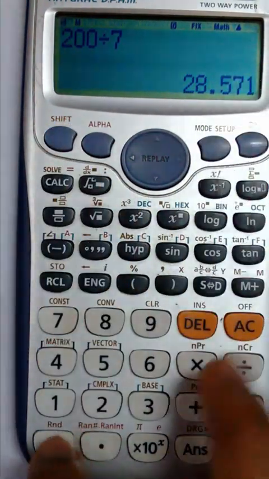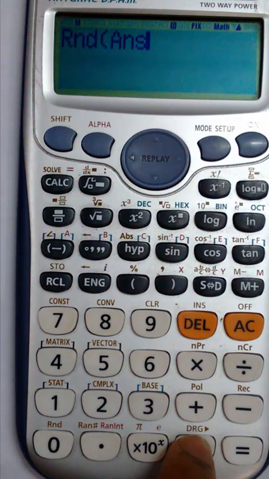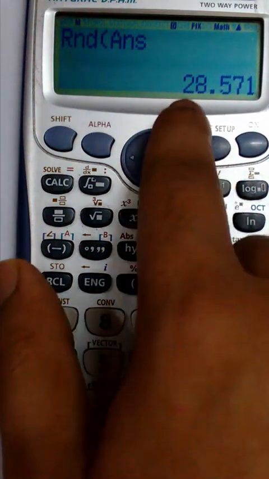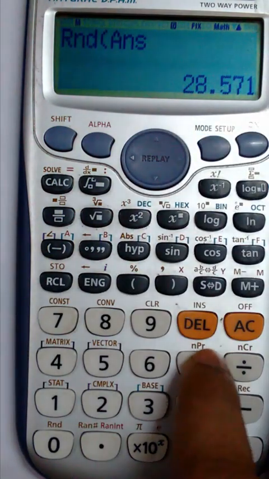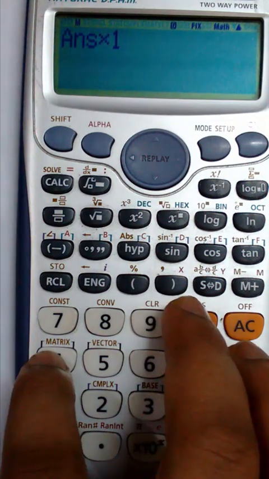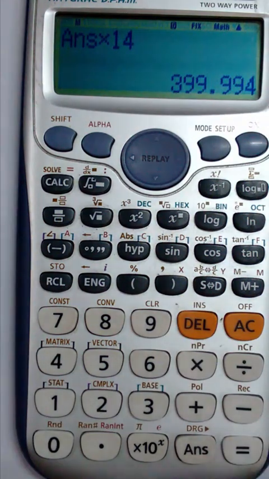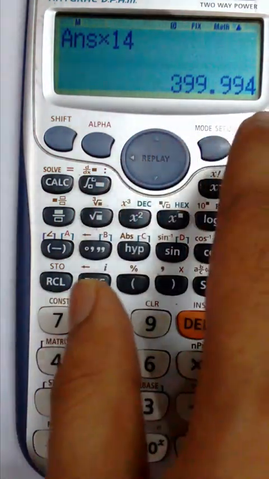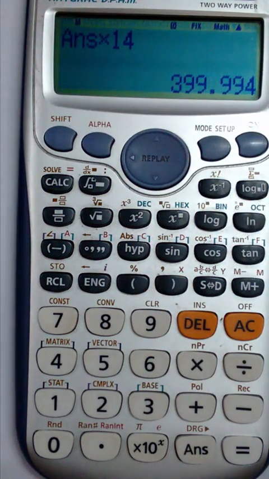Then I am using the round function on this answer. Then I got this 28.571. Again I have multiplied by 14. Then I got this answer, 399.994. This is the effect of the rounding function. In this way you can use this rounding function in your calculation.